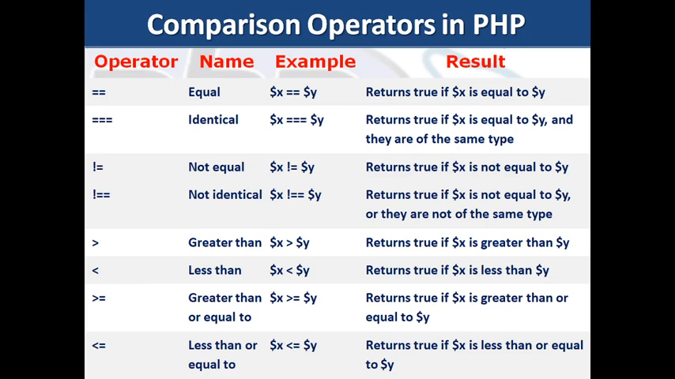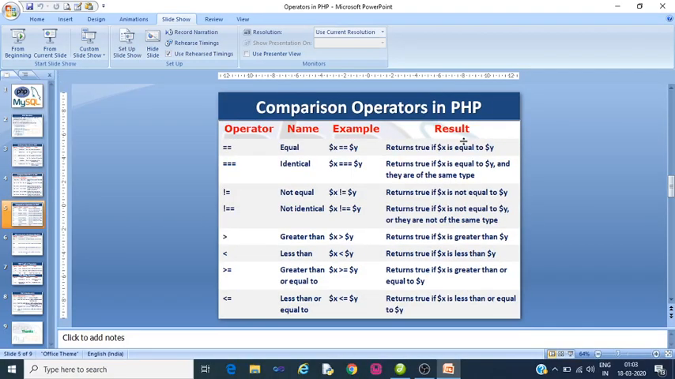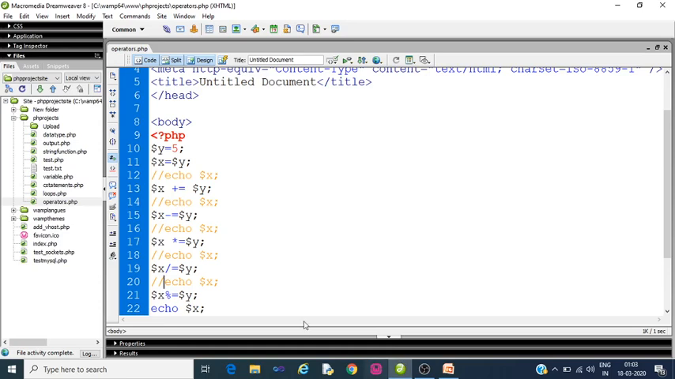Comparison operators in PHP. The equal operator has the symbol double equal to. It returns true if $x is equal to $y. Identical has the symbol triple equal to. It returns true if $x is equal to $y and they are of the same type. So let us check it. What is the difference between these two operators, equal and identical?